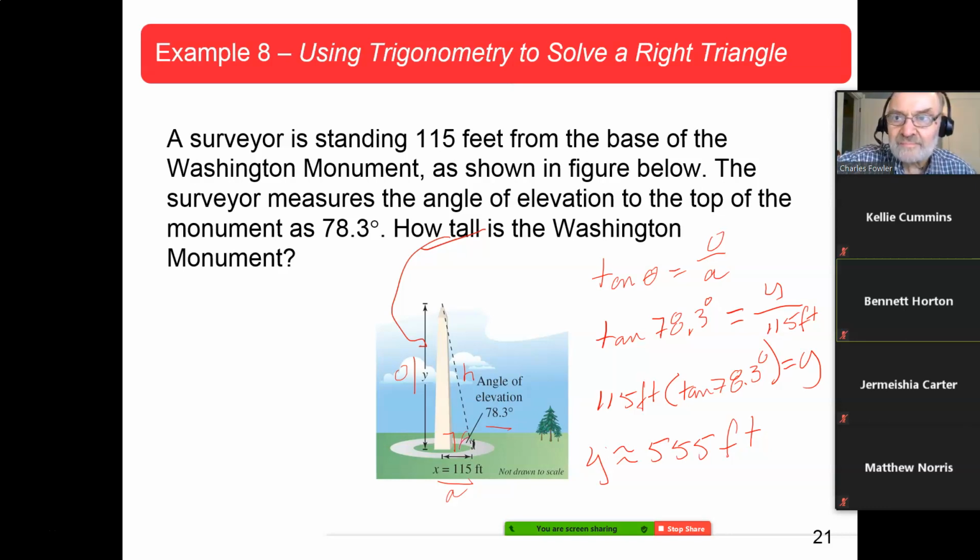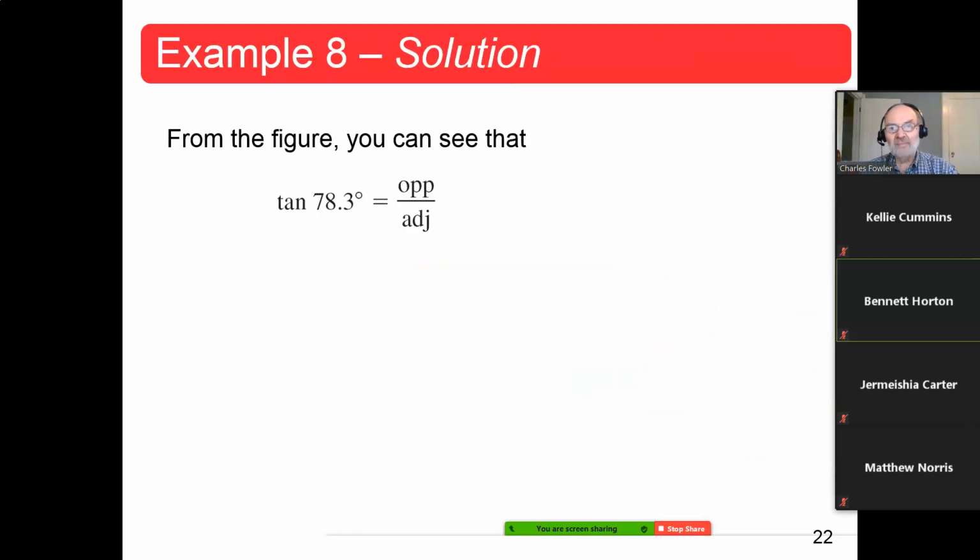Okay, let's see how the book did it. From the figure, you see that the tangent, and here they went to their definition, tangent of 78.3 degrees is, just like we said, opposite over adjacent. We knew that from several pages back. And we knew the opposite side was the y, which we were looking for. The adjacent side was the 115 feet, I think it was, that we knew. We already put in the angle we knew. We made sure we were in degree mode, and then we did the calculation.